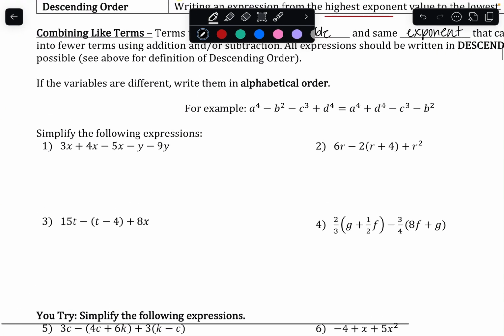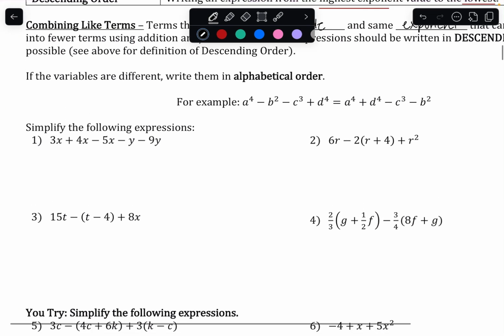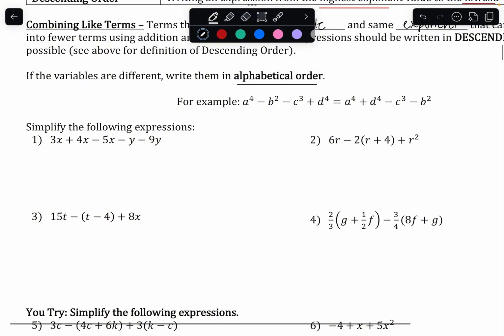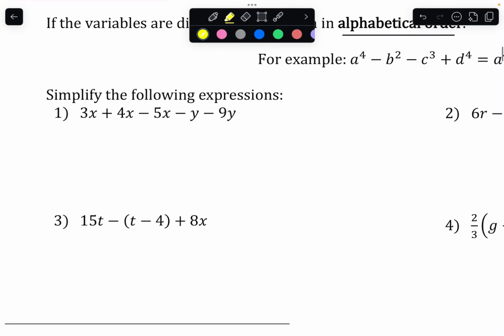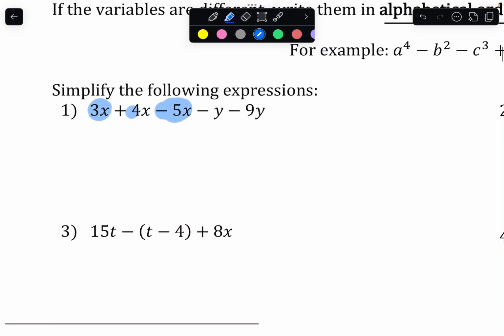Some of these have multiple variables. In that case, we're going to write them in alphabetical order. Okay, so for our first example, I like to highlight like terms, kind of match them up. So we have 3x and then negative 5x. Always highlight the sign with it. And then we also have a 4x. So they're all right next to each other.